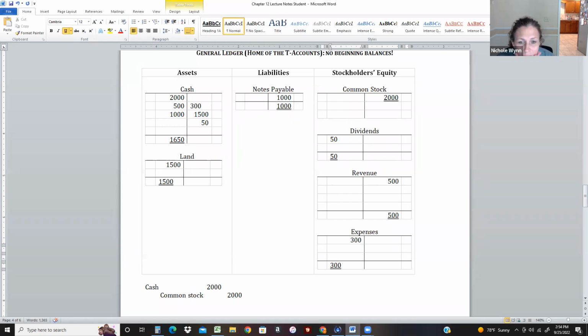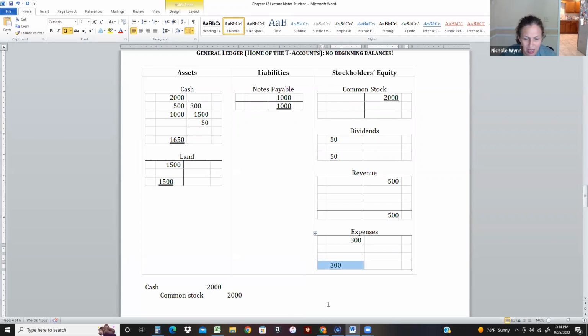So to find the balance in a T account, the bigger side is the balance. ADE should have balances on the debit side. We could do a trial balance and see if our debits and credits equal. If we did that, we would take the 1,650 and the 1,500 and the 50 and the 300. Those are all the debits.